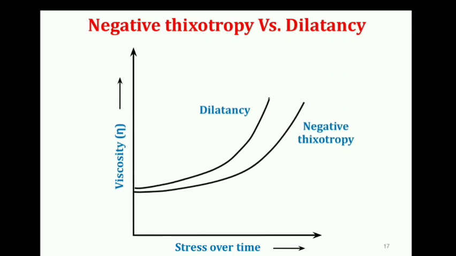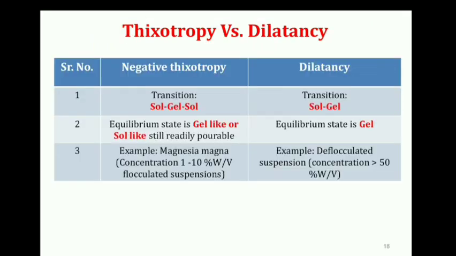Now next is negative thixotropy versus dilatancy. In your previous lecture we discussed dilatancy. Dilatant flow is also called a shear thickening system, meaning upon shearing the viscosity goes on increasing. Again, in case of negative thixotropy, upon shearing the viscosity goes on increasing. Now what is the difference between these two? The graph shown is stress over the time, and for both dilatancy and negative thixotropy, the viscosity goes on increasing.